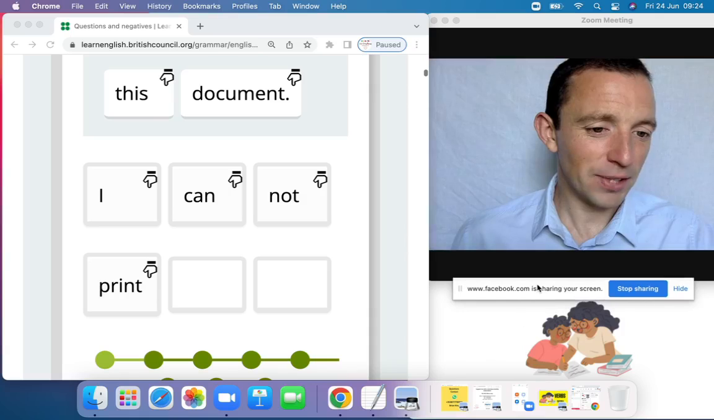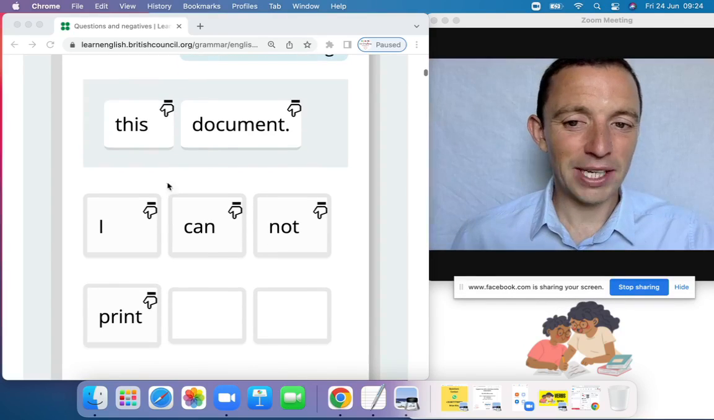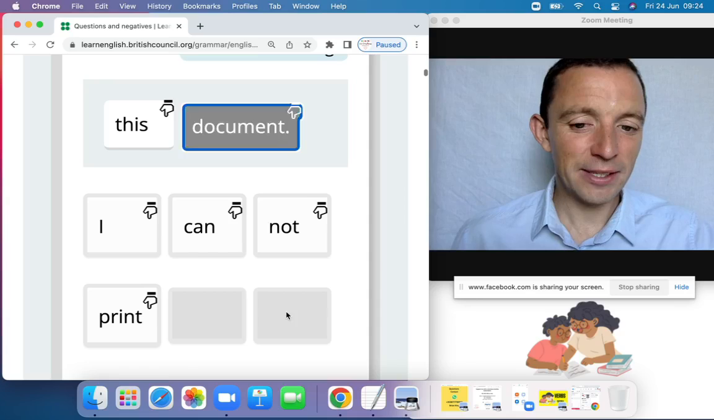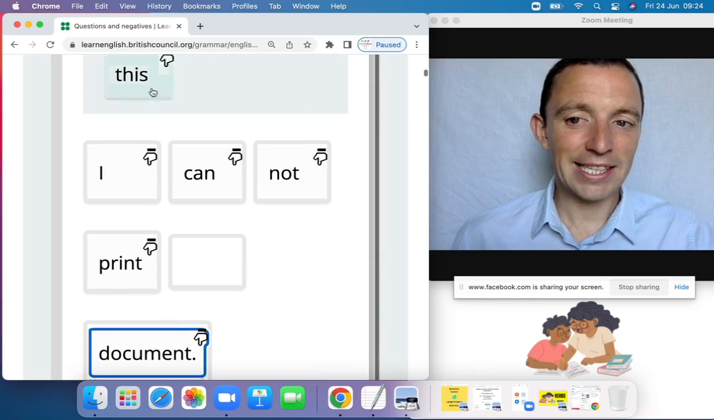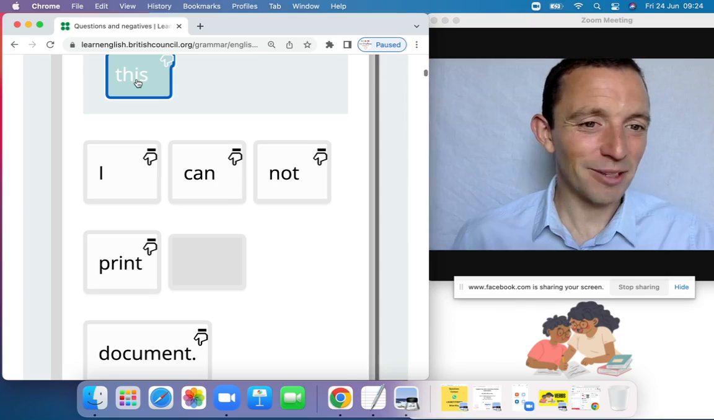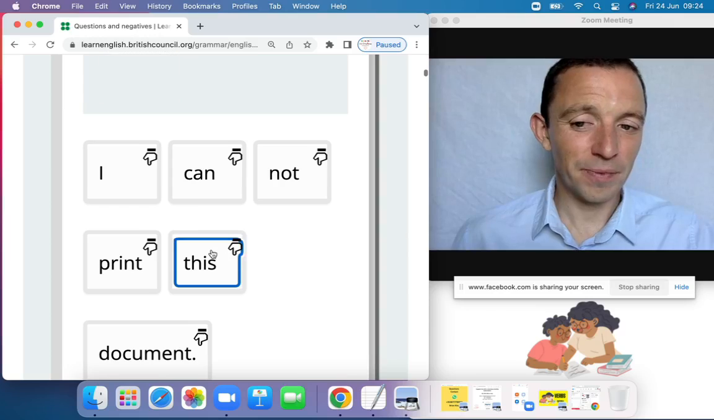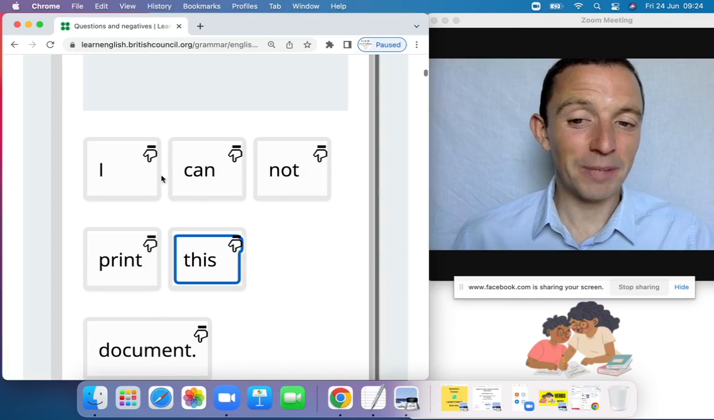this document. I'm going to put that here because I'm worried. So I cannot print, and then the document is the object, and this is considered the demonstrative or a determiner, very technical vocabulary, but basically it's in this position. I cannot print this document is the negative of the verb to print.